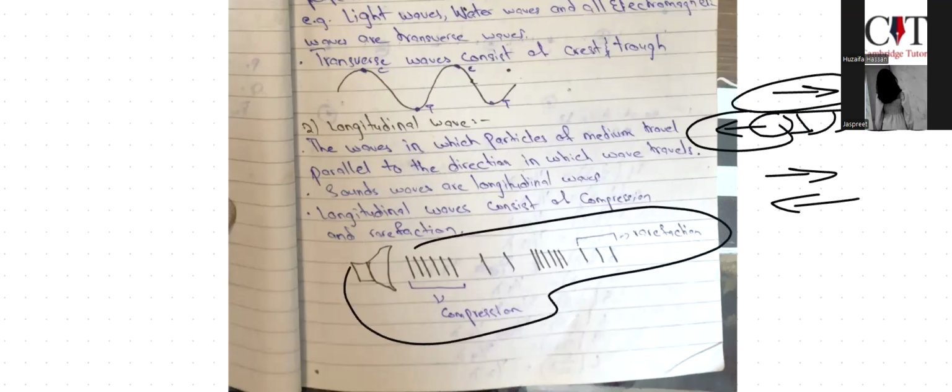When the particles are close, you say compression. When the particles are further apart, you say rarefaction. So in a longitudinal wave we have compression and rarefaction. Okay, is it clear? Understand, sir.